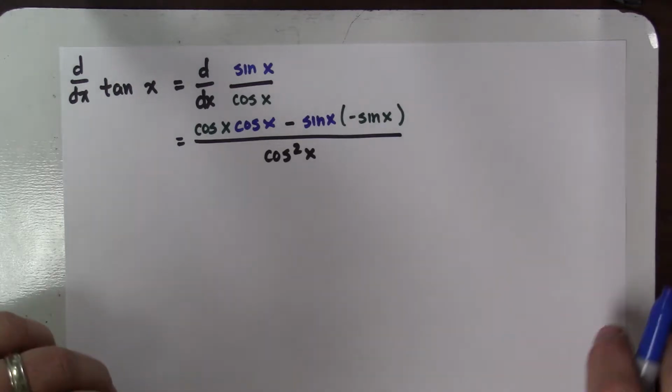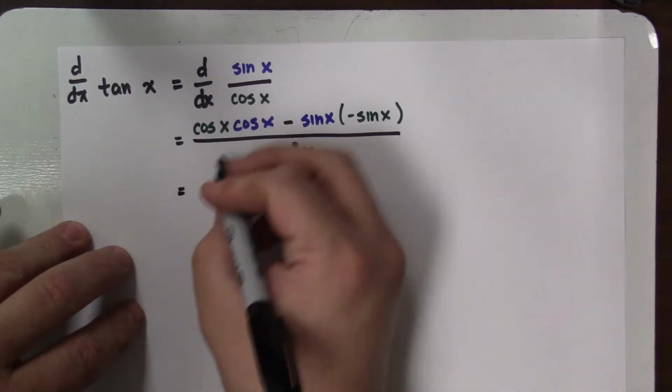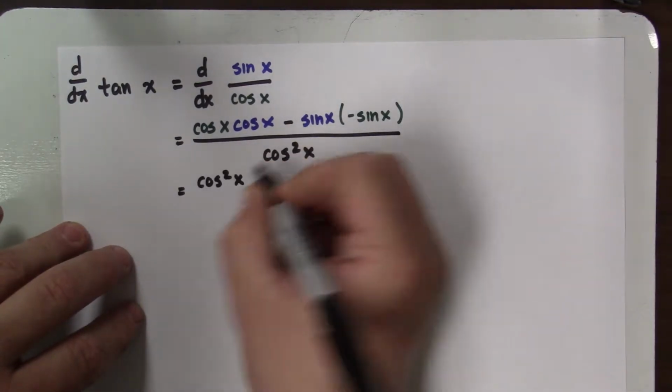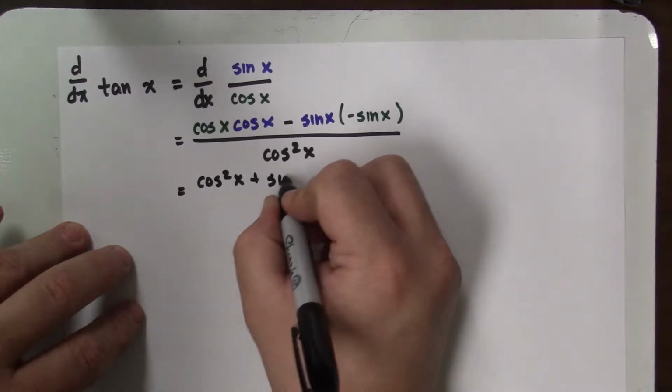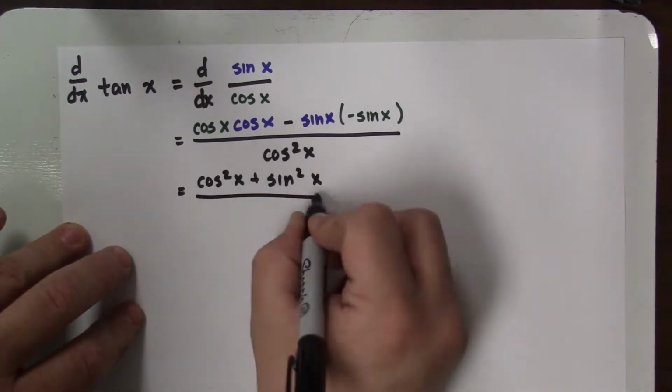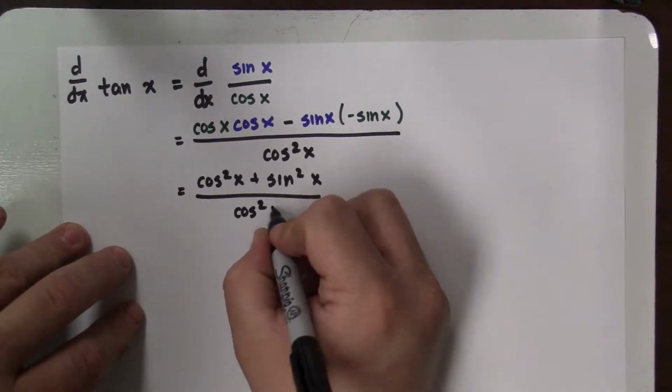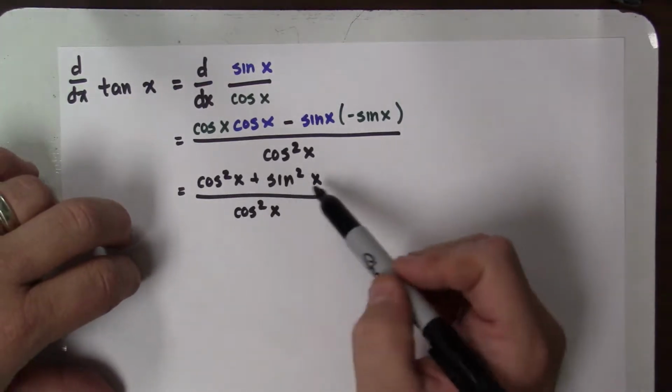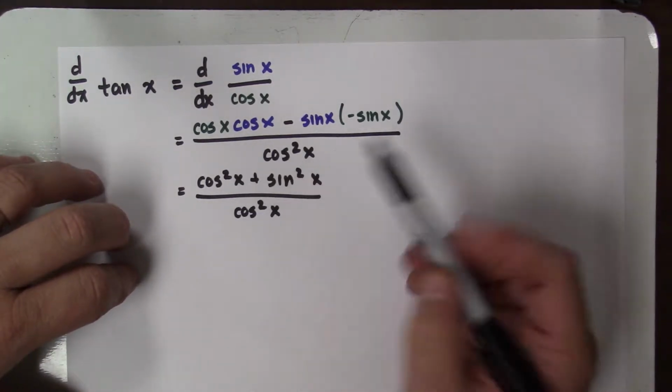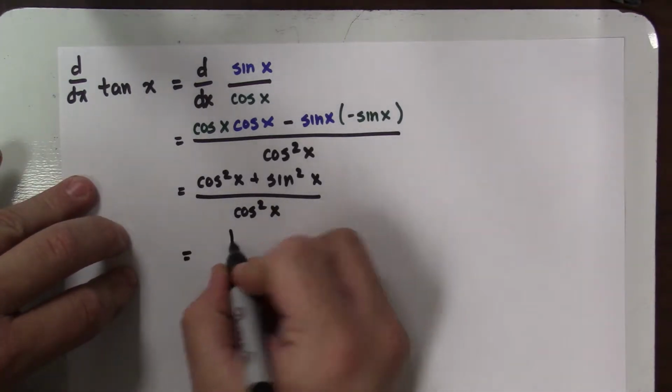Now, what's going to happen here is I now have cosine squared plus sine squared over cosine squared. If we remember our trig identities from pre-calc, cos squared plus sine squared is 1.